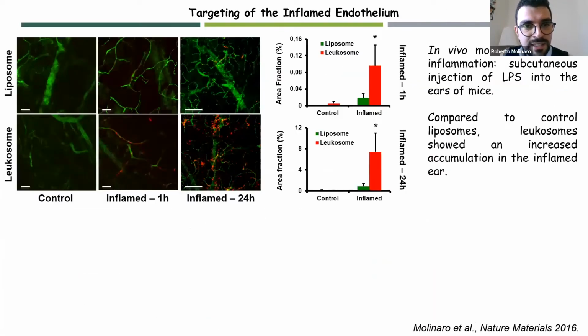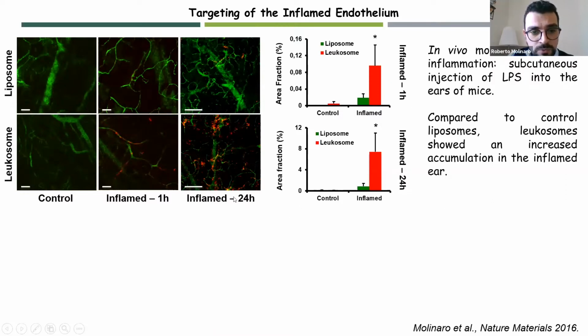We then investigated the targeting properties, and we used an in vivo model of localized inflammation. We subcutaneously injected lipopolysaccharide into the right ears of the mice, keeping the contralateral ears as control. And as you can see, both at 1 and 24 hours after injection, we could observe an increased accumulation of leukosomes in the inflamed ear.